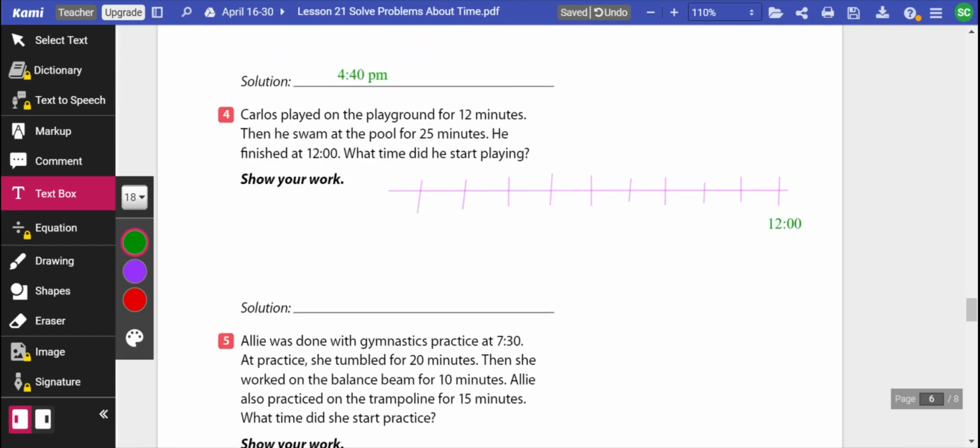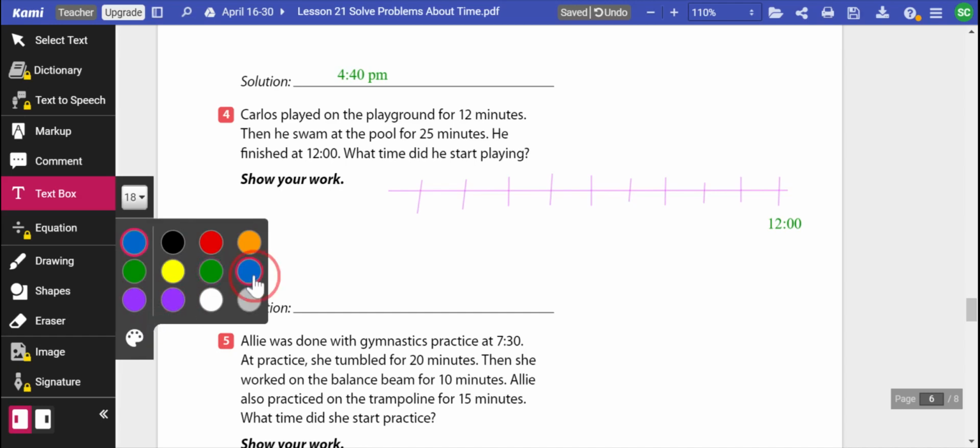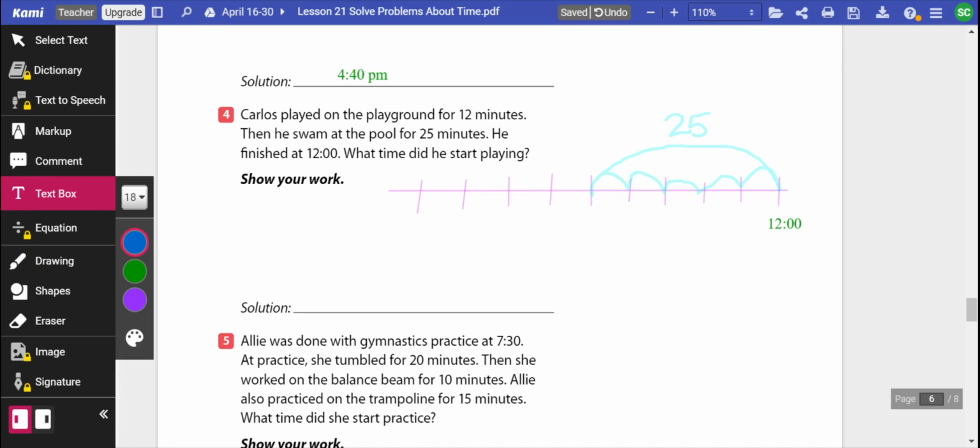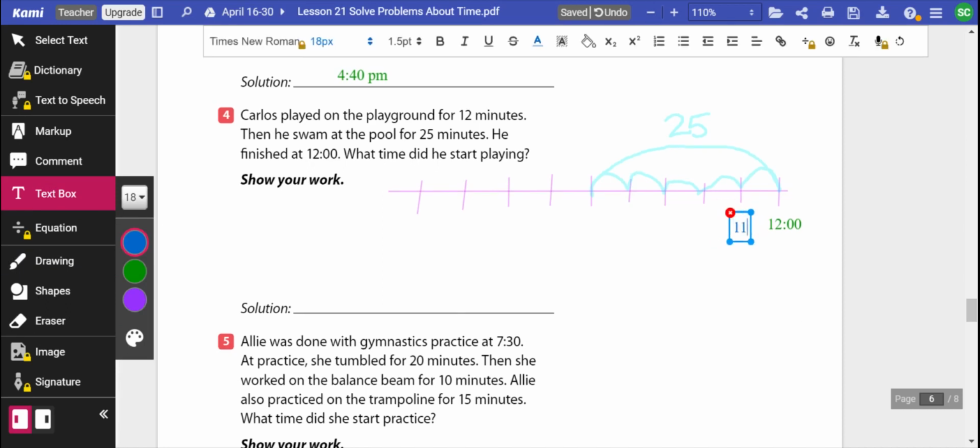So now we need to show that he swam at the pool for 25 minutes. So let's make it blue since he was swimming. All right, so 25 minutes. So 5, 10, 15, 20, 25. So all of this shows us 25 minutes. Now we got to figure out what time that is. So if I'm at 12 o'clock and I take away 5 minutes, I'll be back in the 11s. So that would be 11:55. Right here would be 5 minutes less again, so that'd be 11:50.